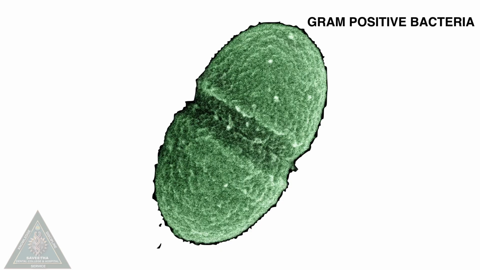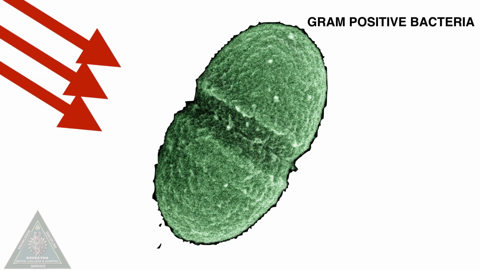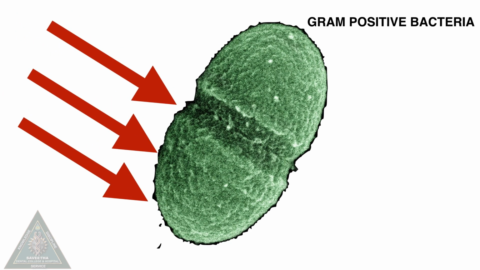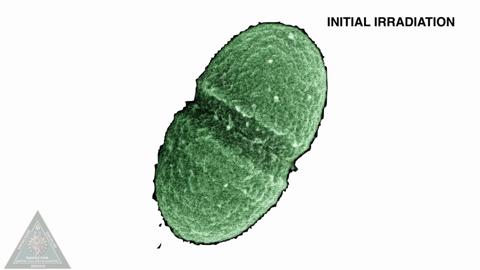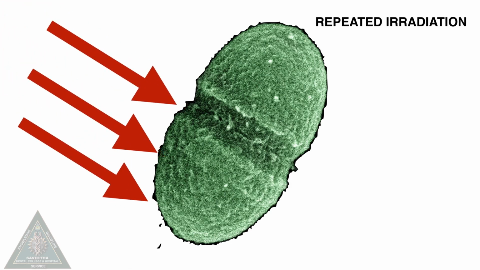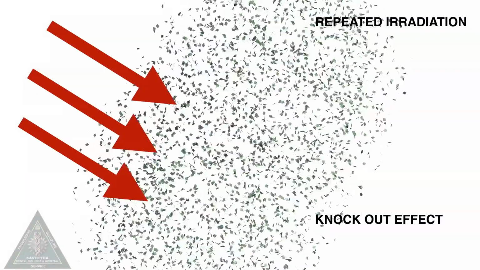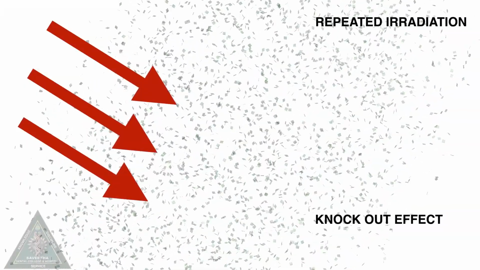In case of gram-positive bacteria, the cell wall shows astonishingly high resistance against the laser irradiation. With initial irradiation, cellular stress factor is created, resulting in sublethal reversible chain damage. With multiple irradiation, visible damage of the cell is caused, resulting in cell death. This happens with a mechanism called knockout effect.